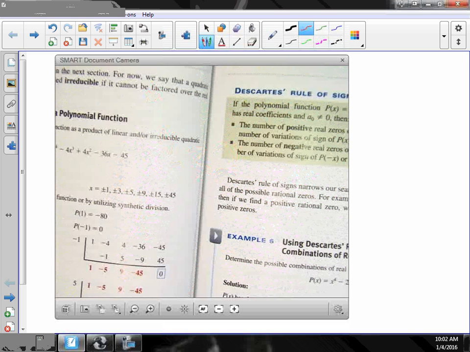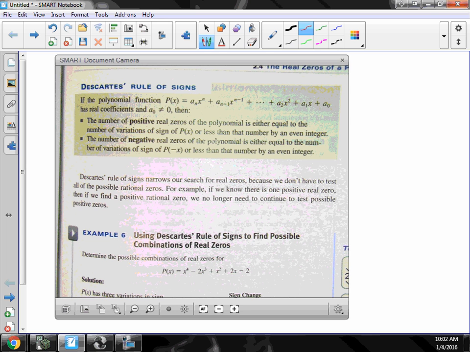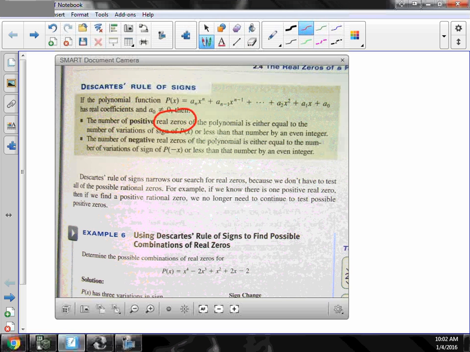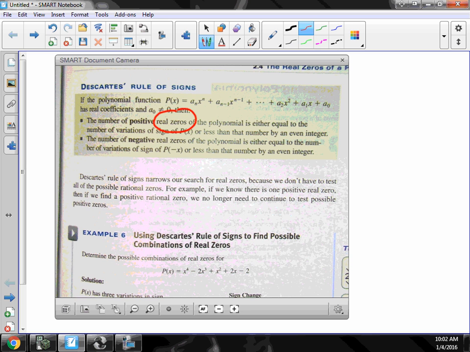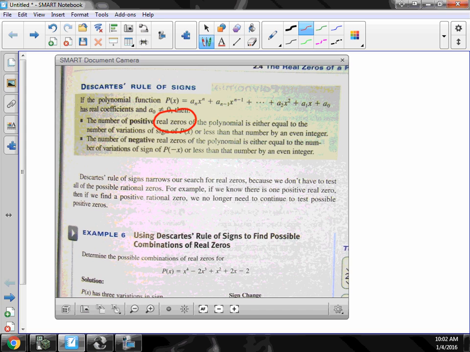So, read this again. The number of positive real zeros of the polynomial is either equal to the number of variations or less than the number. This is the key right here. Real zeros. So there's one positive real zero, one negative real zero, and two imaginary roots. So if your numbers don't add up, then you end up having imaginary roots.